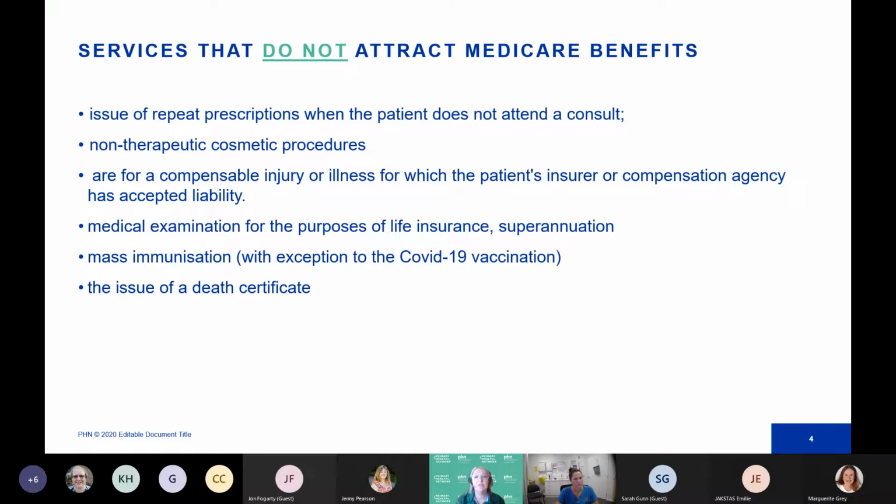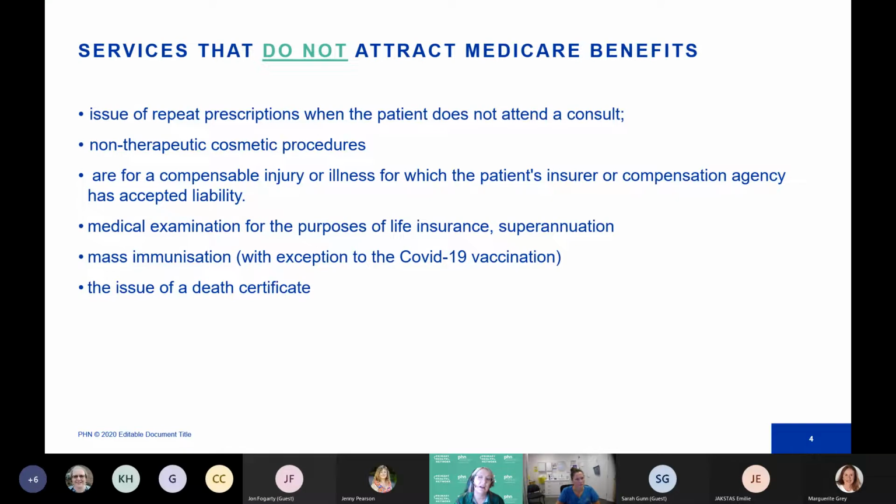So services that do not attract Medicare benefits: issuing of a repeat prescription when the patient does not attend a consult, non-therapeutic cosmetic procedures, a compensation injury or illness for which the patient's insurer or compensation agency has accepted liability, and medical examination for the purpose of life insurance and superannuation.